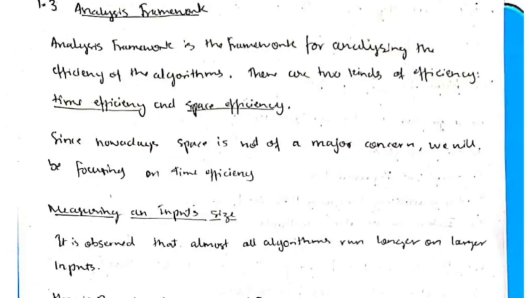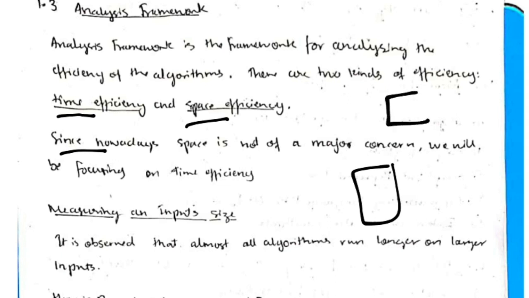The third topic is analysis framework. In this topic, we'll be looking at whether a particular algorithm is good or not. For that, we'll be looking at two things: time efficiency and space efficiency. Space efficiency is not much important because we are getting large memory in a smaller chip nowadays. So we'll be focusing more on time efficiency.